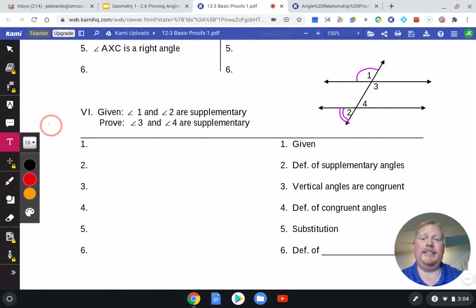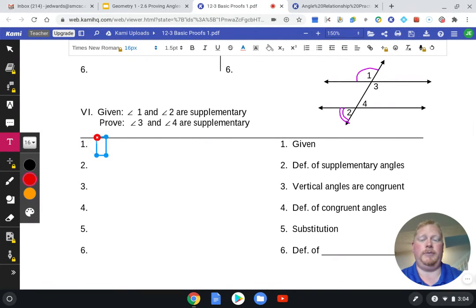Now, in this case, they didn't give us the statements, they gave us the reasons. So we have to come up with the statements. And at the beginning, that's what it's going to be. It's going to be a structured proof where you fill in the gaps as opposed to you coming up with both things on your own. All right? So step 1, given. So angle 1 is congruent to angle 2. Well, I don't have an angle button on here, so I'm just going to say angle 1. All right, did I say congruent? I meant they're supplementary.